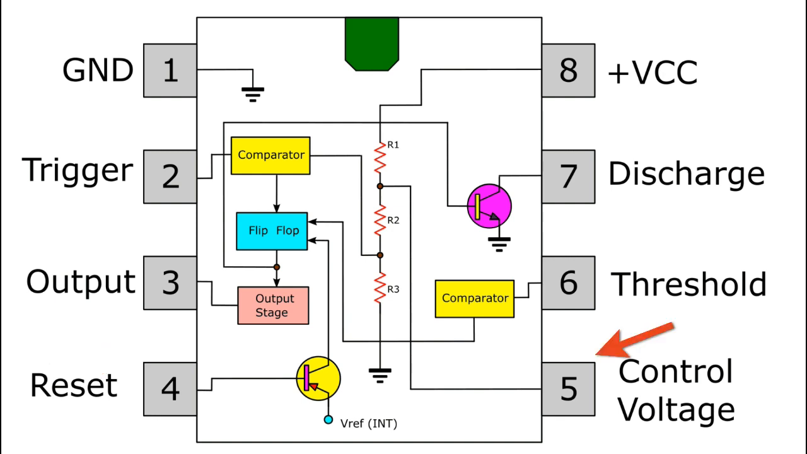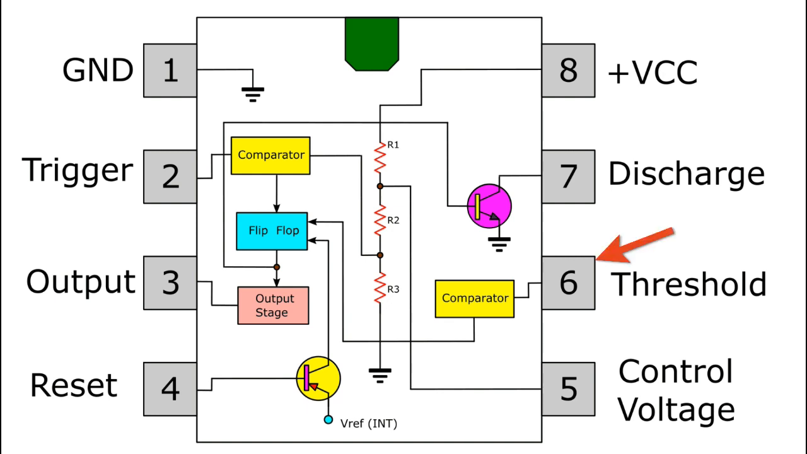Pin 5. Control voltage. This pin controls the timing of the 555 by overriding the 2/3 VCC level of the voltage divider network. By applying a voltage to this pin, the width of the output signal can be varied independently of the RC timing network. When not used, it is connected to ground via a 10 nF capacitor to eliminate any noise.